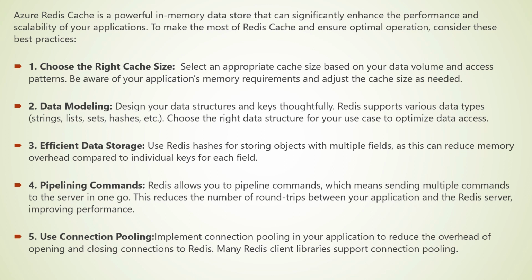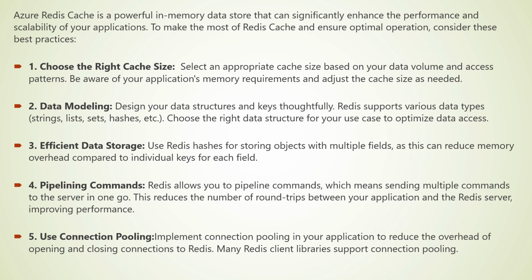1. Choose the right cache size. Select an appropriate cache size based on your data volume and access patterns. Be aware of your application's memory requirements and adjust the cache size as needed. 2. Data modeling. Design your data structures and keys thoughtfully. Redis supports various data types: strings, lists, sets, hashes, etc. Choose the right data structure for your use case to optimize data access. 3. Efficient data storage. Use Redis hashes for storing objects with multiple fields, as this can reduce memory overhead compared to individual keys for each field.